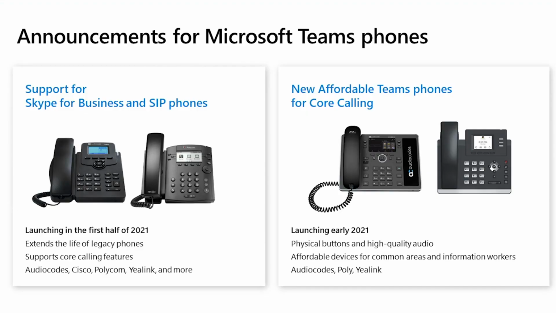We also realize that being able to use existing hardware can provide important cost savings when moving to a new phone system. We are extending support for Skype for Business 3-pip phones beyond 2023, so you can continue to use your existing Skype for Business phones as you move to Teams. Also, we will be supporting core calling features on SIP phones from Cisco, AudioCodes, Yealink, Polycom, and others with Teams. For customers looking to modernize their phones, we will also have a new line of Teams phones that support core calling features in high-quality audio at an affordable price starting early 2021.